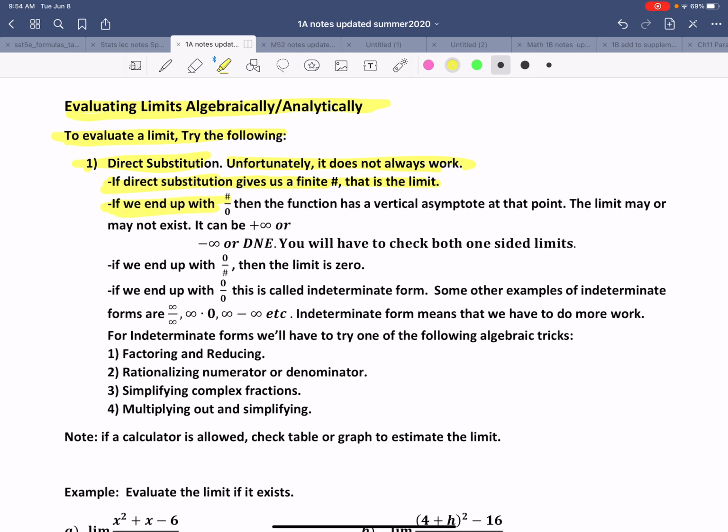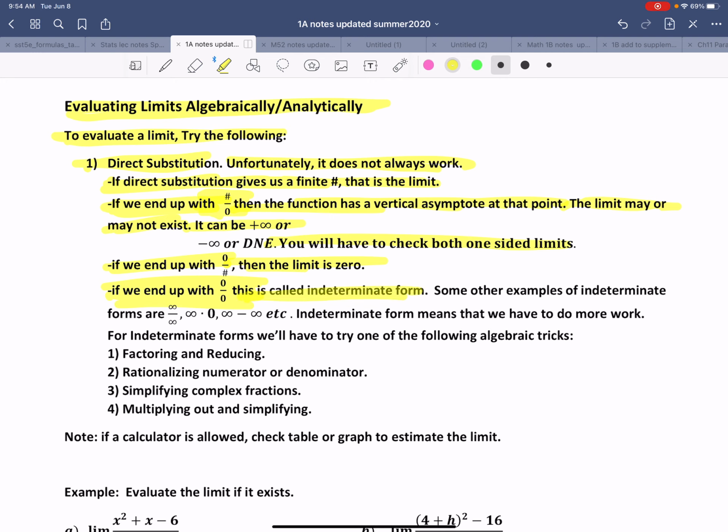If direct substitution gives us a number over 0, then the function has a vertical asymptote at that point, and the limit may or may not exist. It may be positive infinity or negative infinity or does not exist. You'll have to check both one-sided limits. If we end up with 0 over a number, then the limit is 0 because 0 divided by any number is 0. If we end up with 0 over 0, that's where the fun begins.